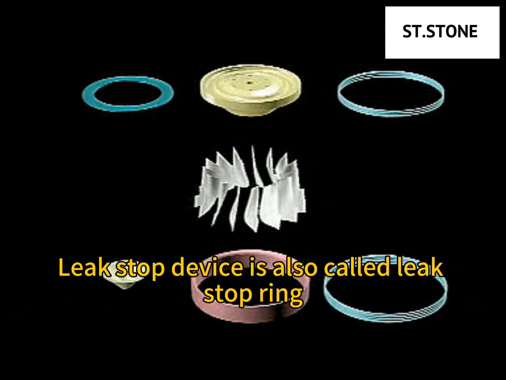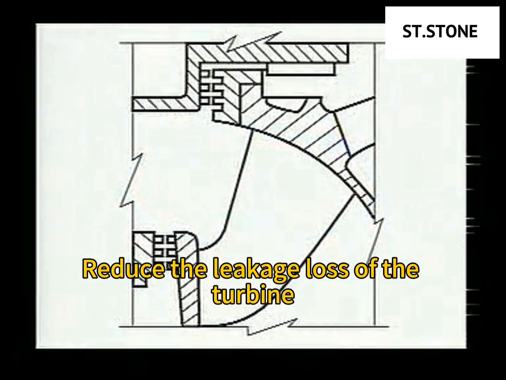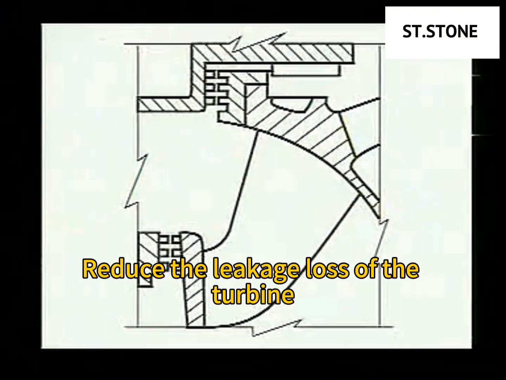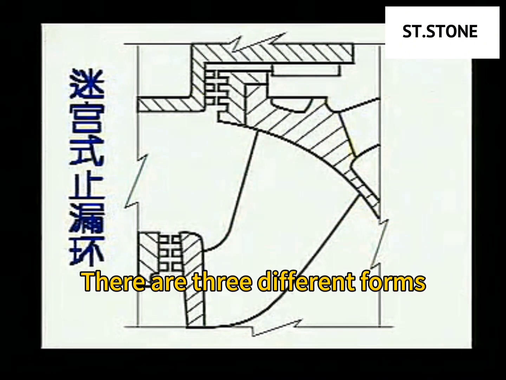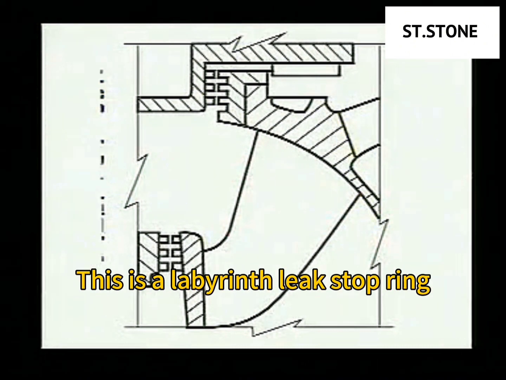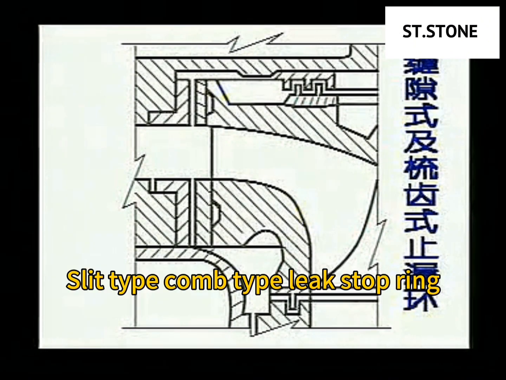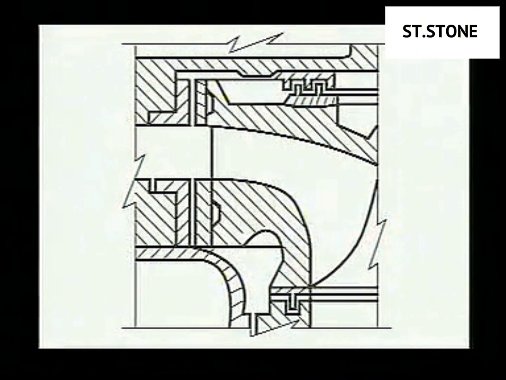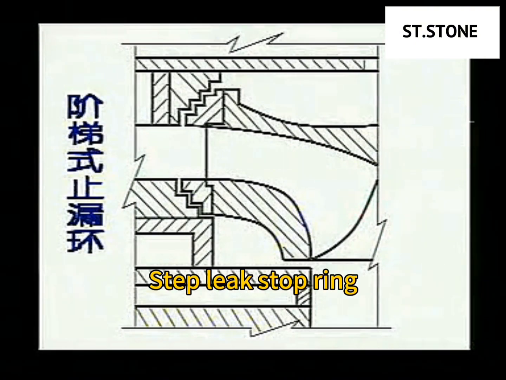Leak stop device is also called leak stop ring. What it does is it creates resistance, reducing the leakage loss of the turbine. According to the shape of the gap formed by the leak stop device, there are 3 different forms. This is a labyrinth leak stop ring, slit type comb type leak stop ring, step leak stop ring.